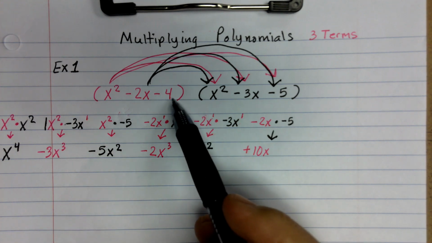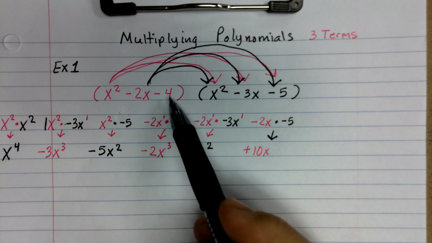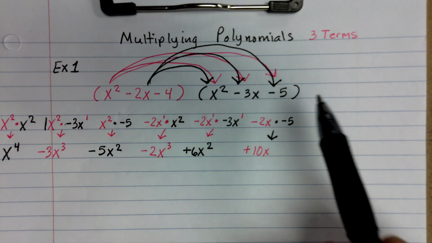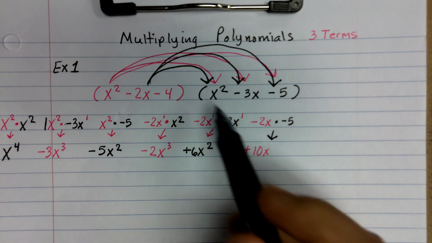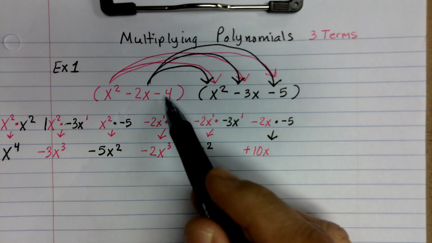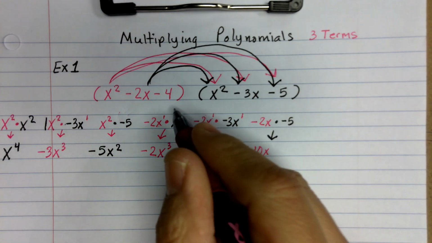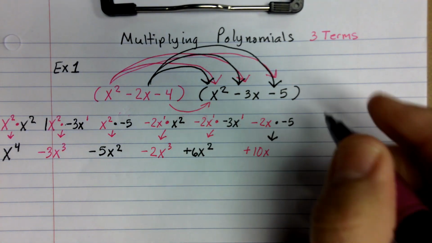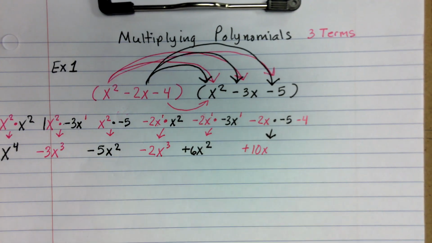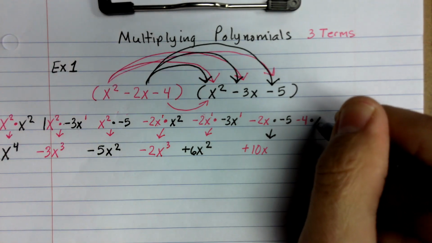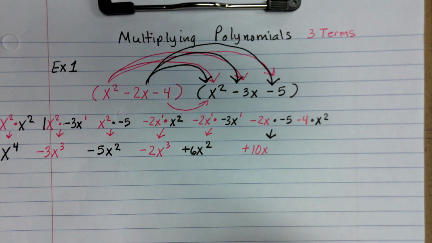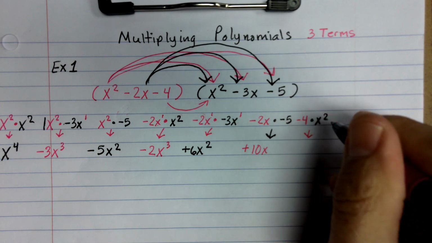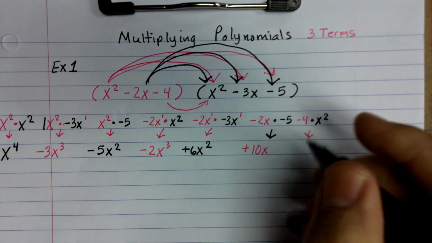We have the negative 4 left. So now we have to multiply this negative 4 to the x squared, the negative 3x, and the negative 5. So for this one, I'm going to use my pink pen and just draw an arrow underneath so you can see what it's multiplying to. So this is negative 4 times x squared. So negative 4 times x squared. And if I multiply that out, it just becomes negative 4x squared.